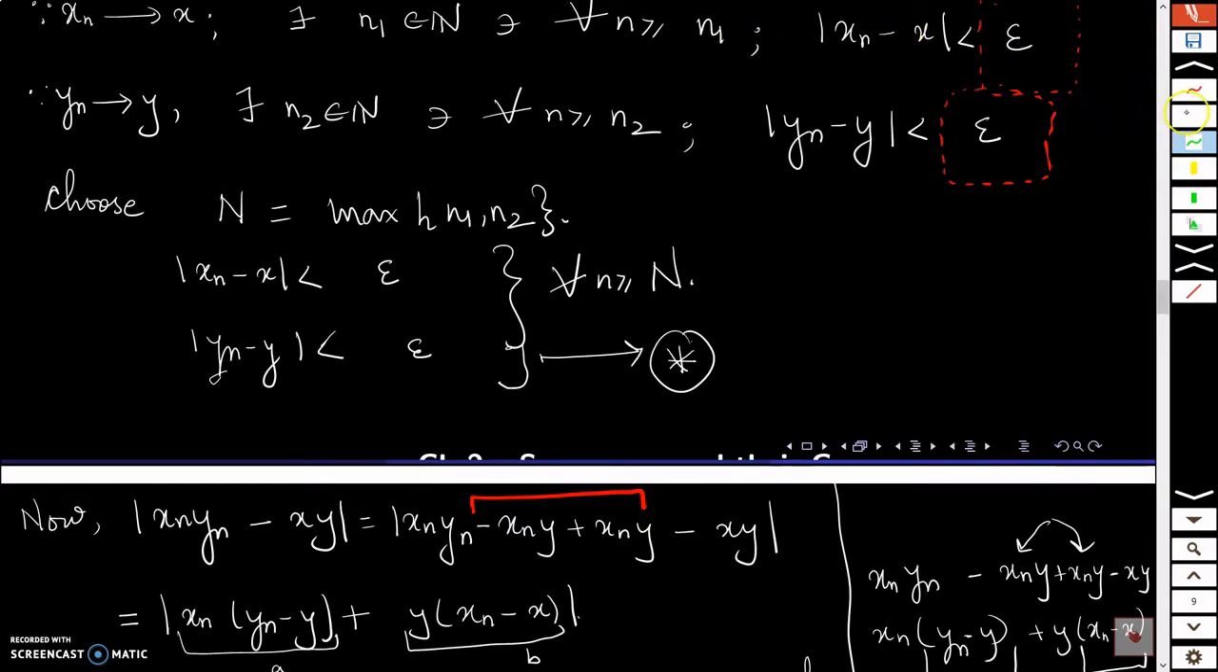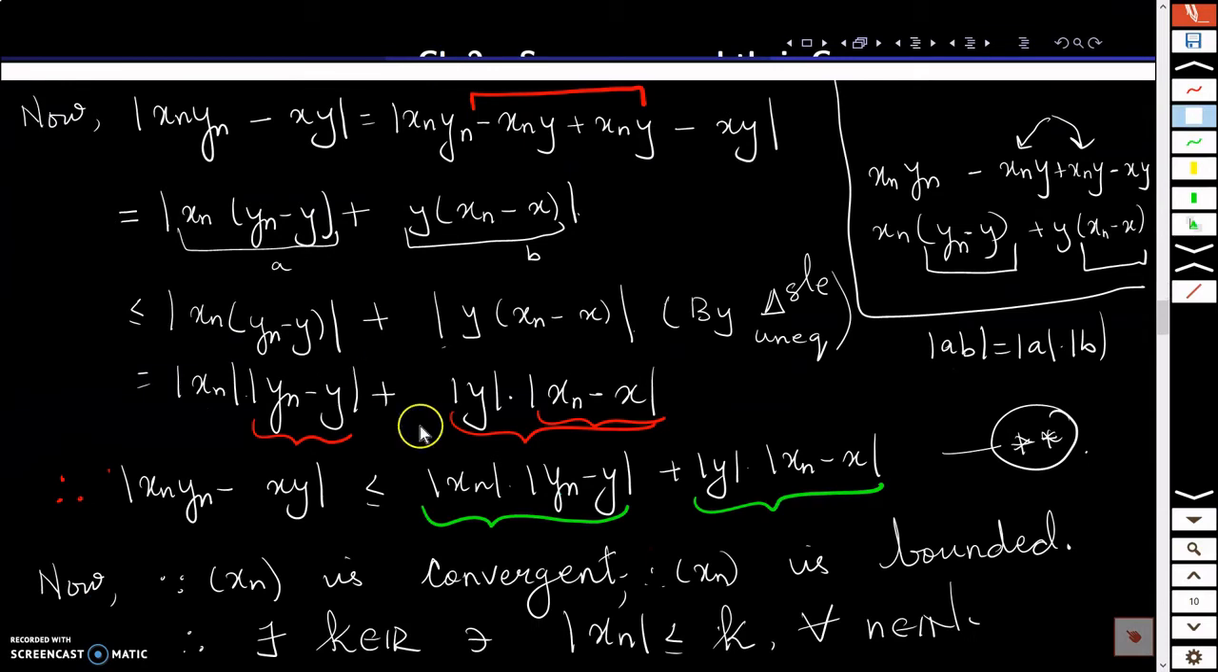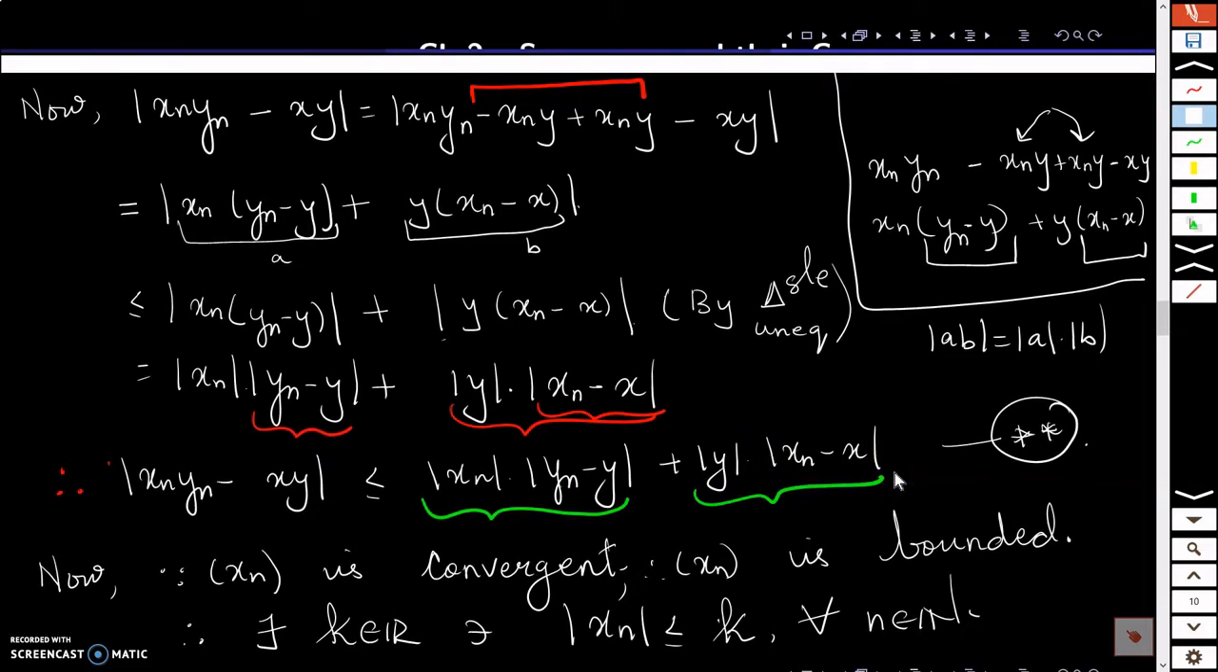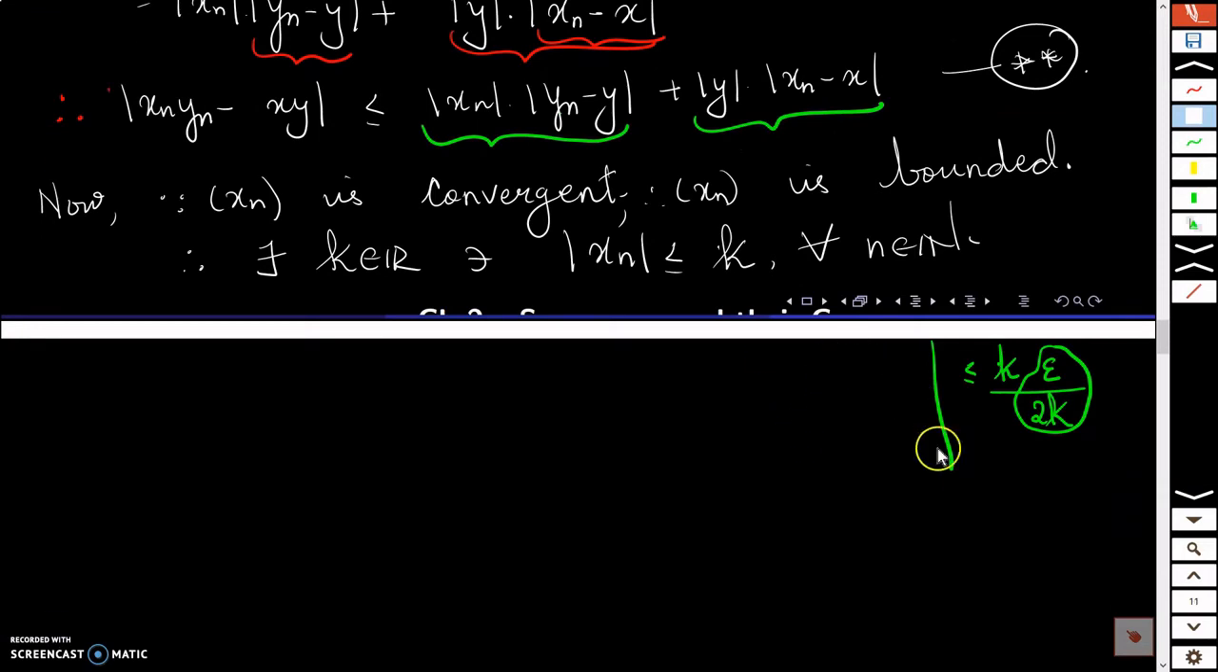So this epsilon I will change it to this one, epsilon by 2k. Okay, so even this one here will be less than epsilon by 2k. I hope that's clear. So the first quantity is sorted out. I will get epsilon by 2 from the first quantity. What about the second half? Mod xn minus x is less than epsilon, right? And what I have with me is mod y into epsilon, that will be strictly less than this.